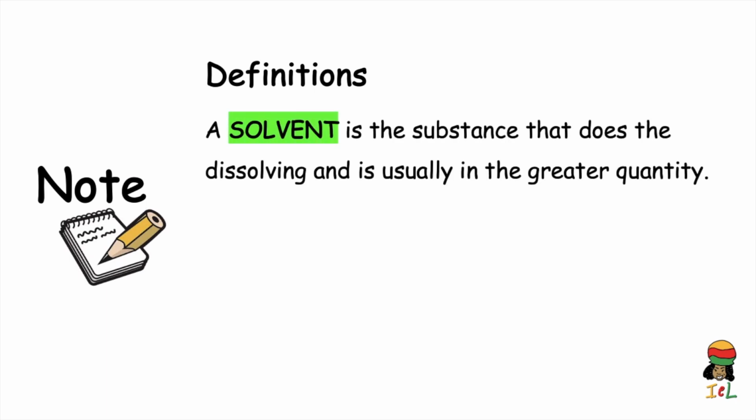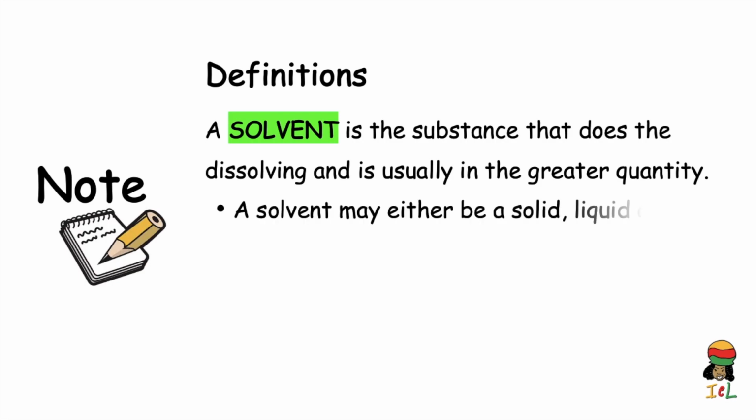So a solvent is a substance that does the dissolving and is usually in a greater quantity. A solvent may either be a solid, a liquid, or a gas. I know most times you always think that a solvent has to be a liquid, but we're going to learn that solvents can also be in the solid and gas state.